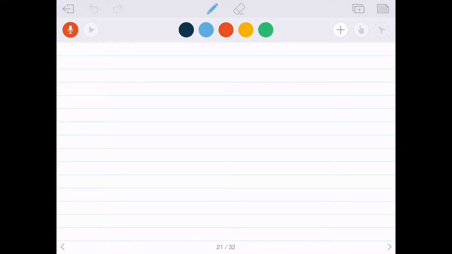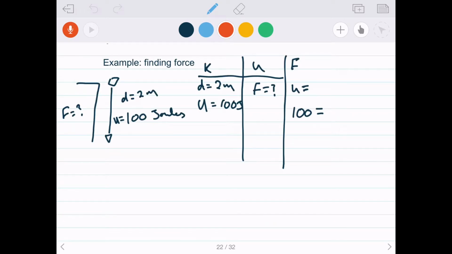So you have some practice problems on those, so try those. Here's another practice problem. It's pretty much the same problem, except now we're going to be looking for the force. So we're going to drop a box 2 meters with the potential energy of 100 joules, and we're looking for what is the force that is causing the box to move. In other words, what is its weight? What is the weight of the box? That's another fancy way of asking this question, because it's the force due to gravity. So our distance is 2 meters, our potential energy is 100 joules.